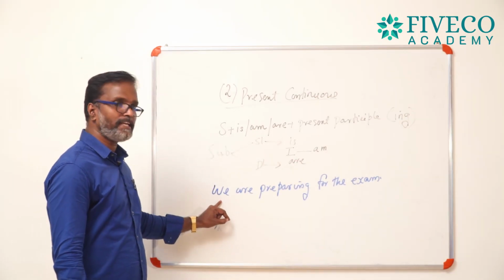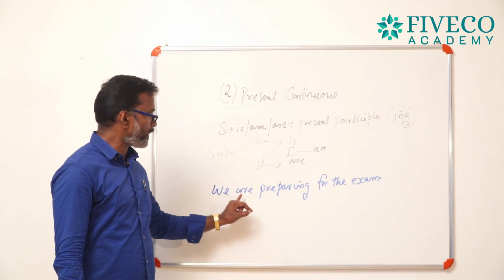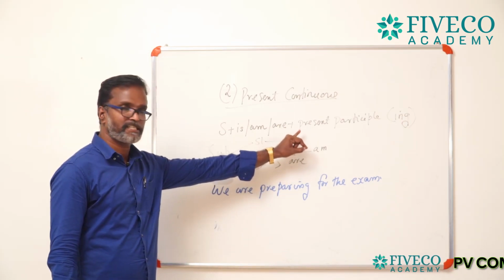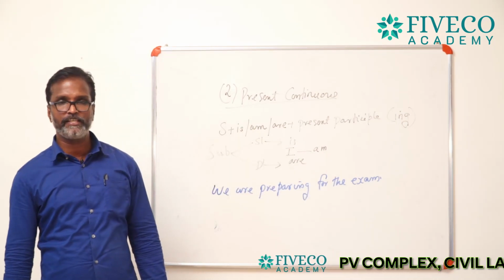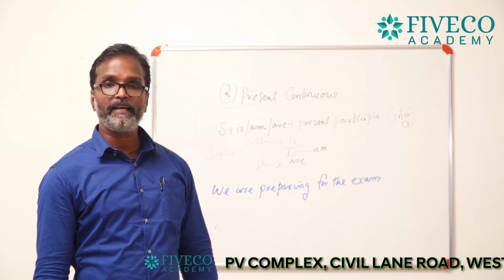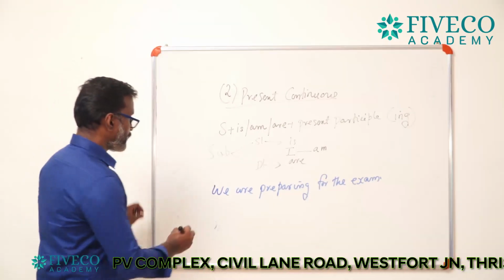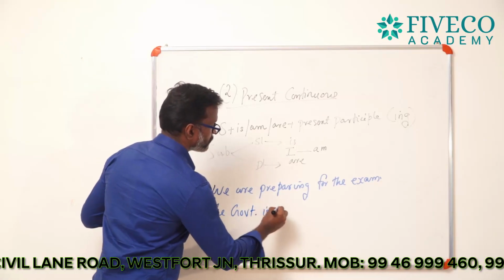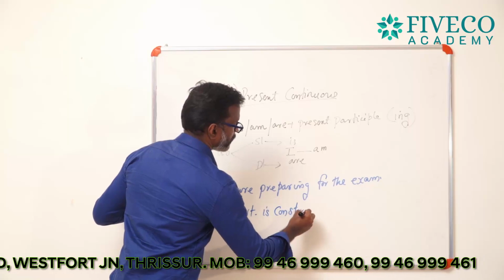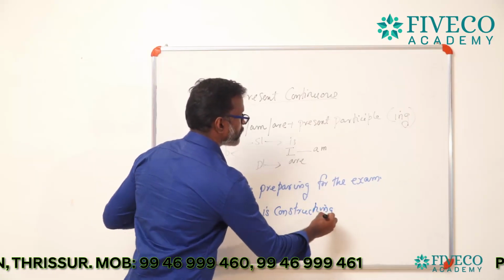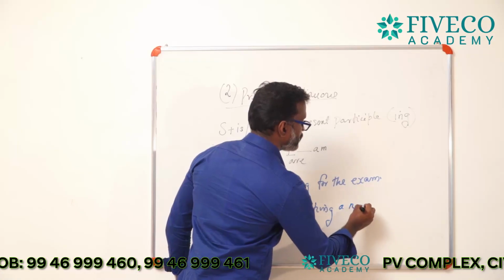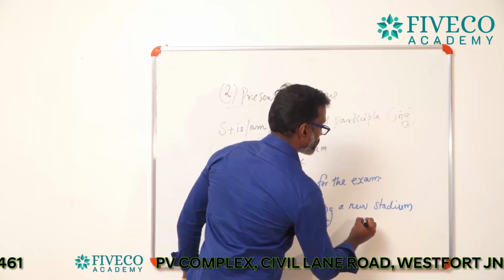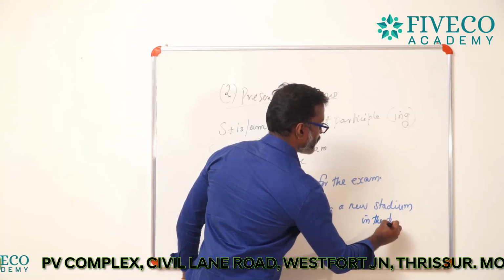So here, we is a plural subject. That's why we used are, and preparing is the present participle. That is the ing form of the verb. And I shall give you another example. The government is constructing a new stadium in the town. The government is constructing a new stadium in the town.